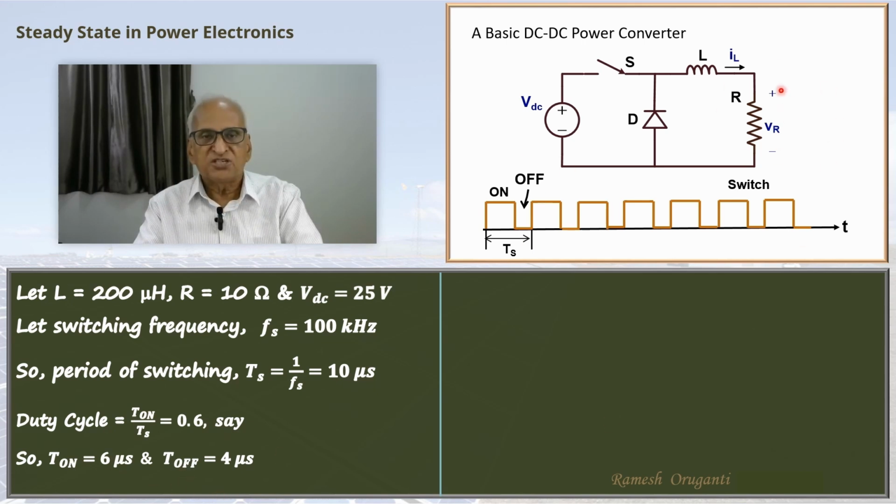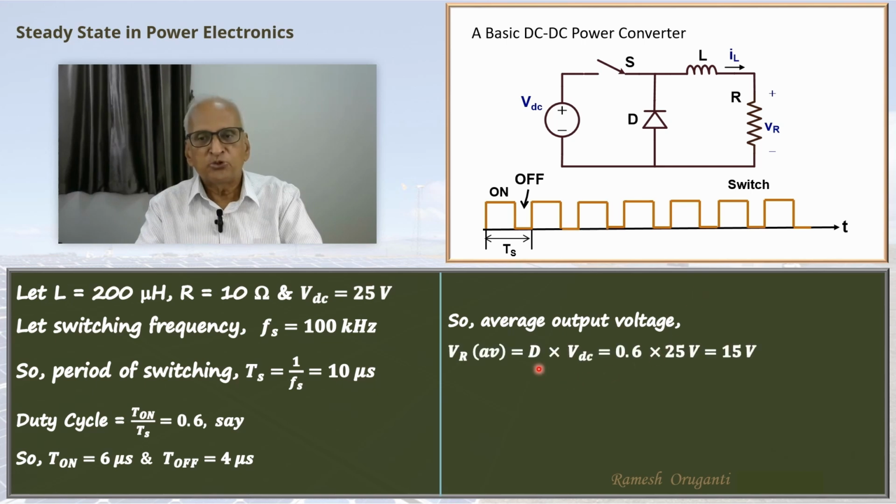The output voltage, here the output voltage is the voltage across the resistance, or you can treat it as the load resistance. So output voltage average, that is VR average, will be duty cycle times VDC. Duty cycle is 0.6 times VDC 25 volts, that is 15 volts. The switch is switched on and off alternately. The voltage that is fed to the inductance and the resistance will switch between 25 volts and 0 volts. And the average voltage is duty cycle times VDC, that is 0.6 times 25 volts, that is 15 volts.